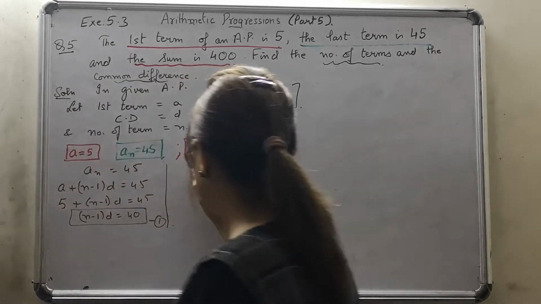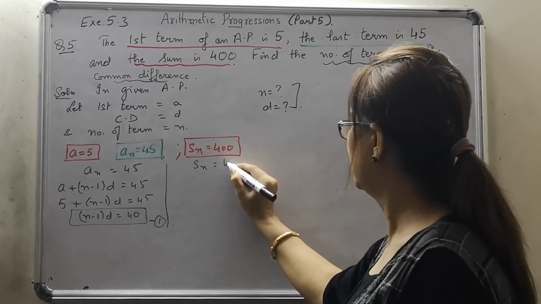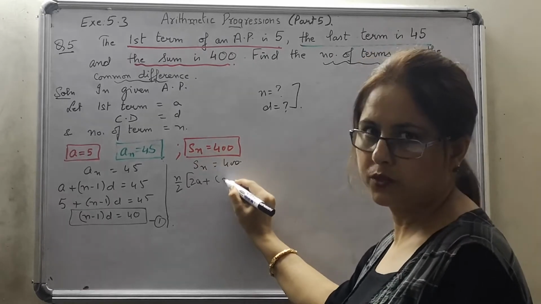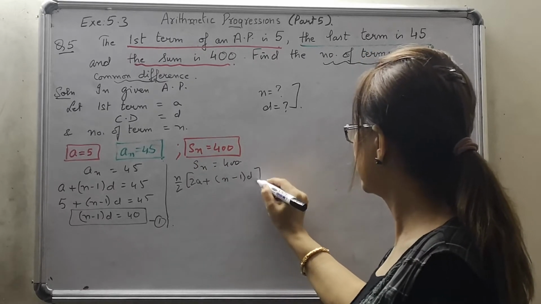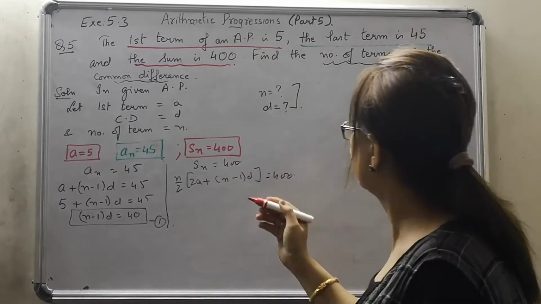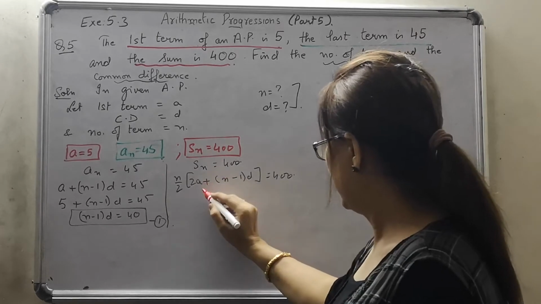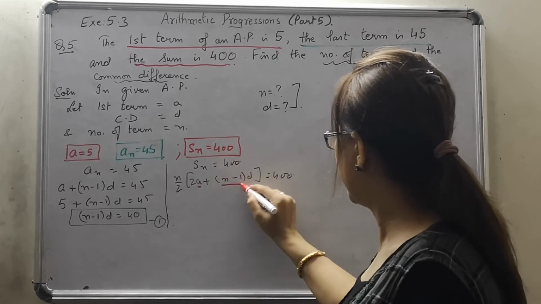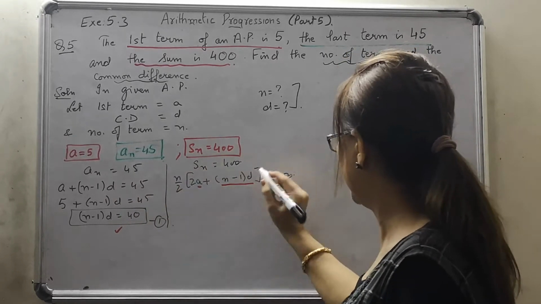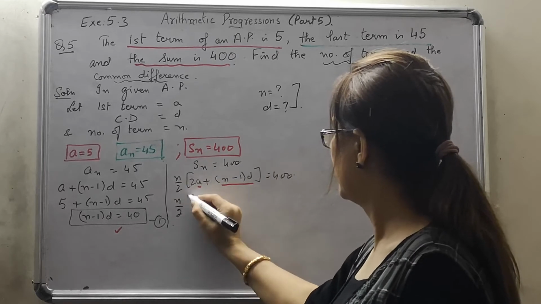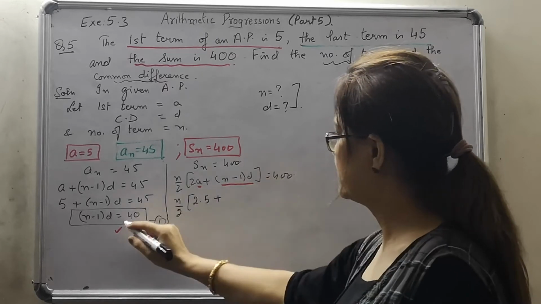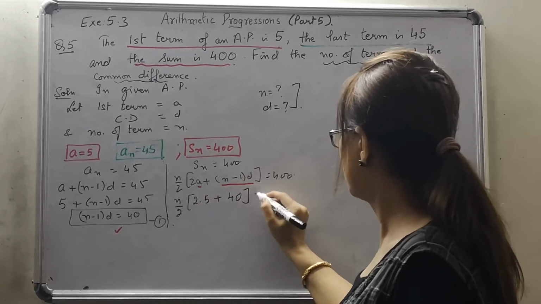Let's work on Sn. Sn is 400. That implies N upon 2 into 2A plus N minus 1 into D is 400. Let's pen down the values of whatever components we have over here. We have the value of A with us and we have the value of N minus 1 into D using 1. So we are going to pen down the values. We don't have N, we don't have D. N upon 2 into 2 into 5 plus N minus 1 into D, which stands for 40. This is 400.